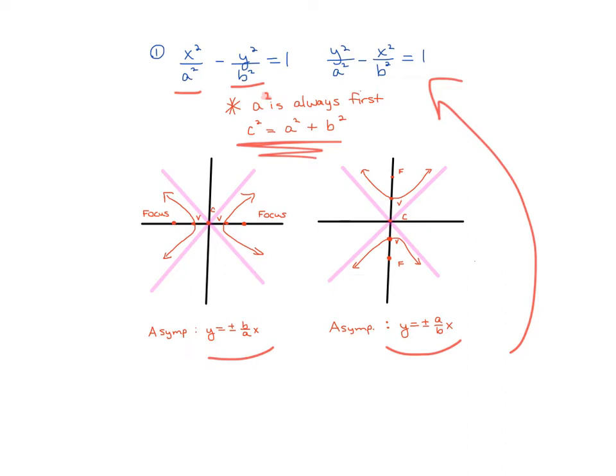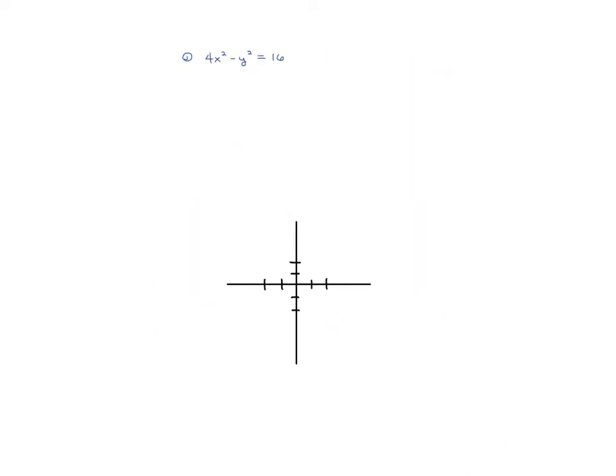Again, we're going to be given an equation. It will not be in standard form. We will need to transform it first by dividing. And then from there, we are going to calculate the vertices, the center, the foci, and the asymptotes, and then finally the hyperbola. So let's try the first example.